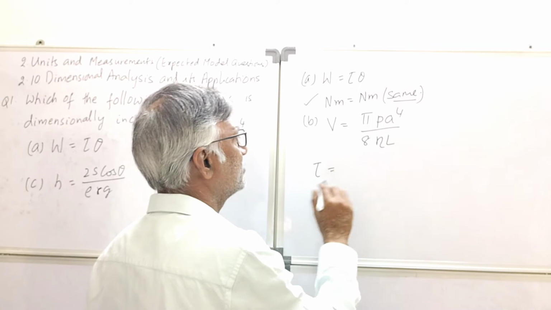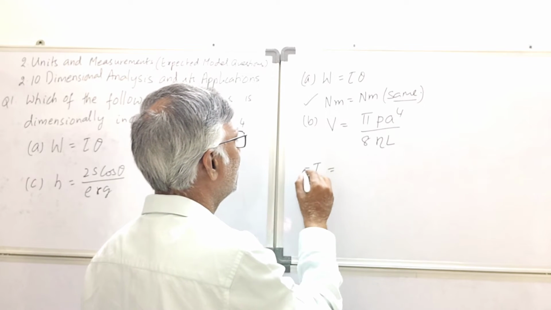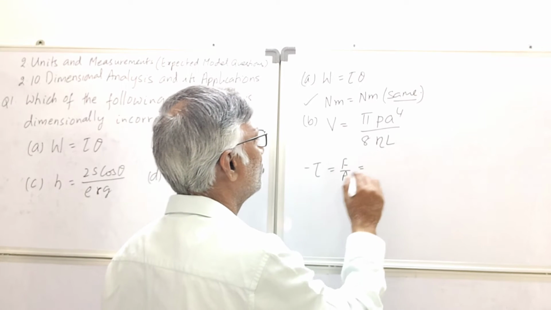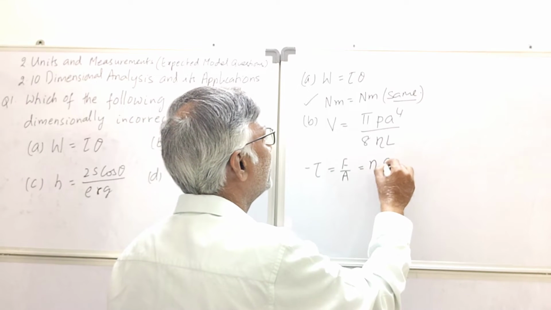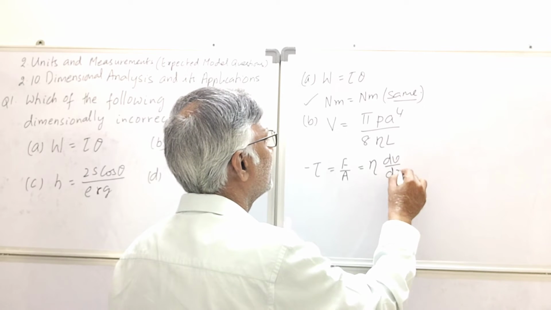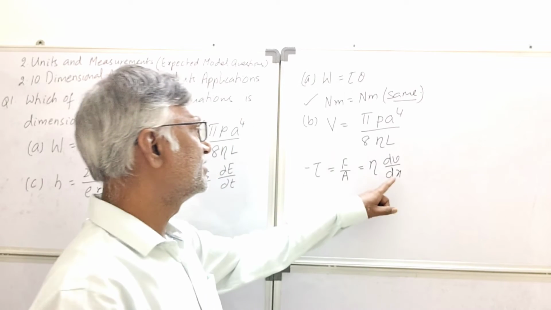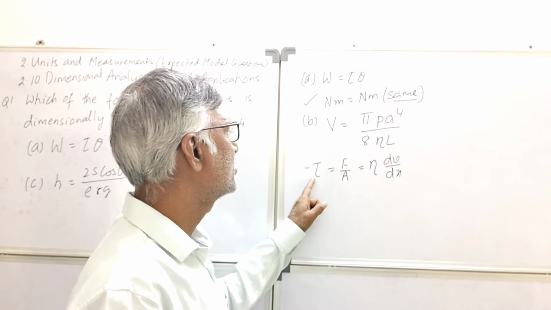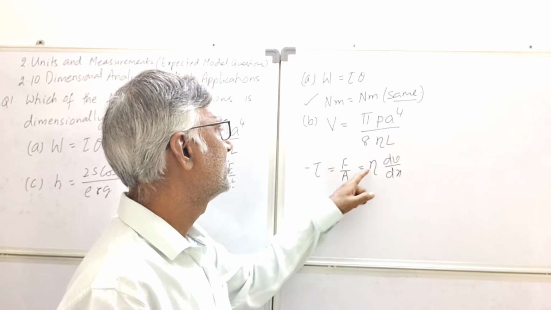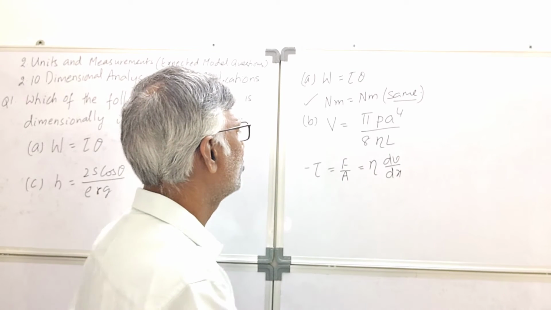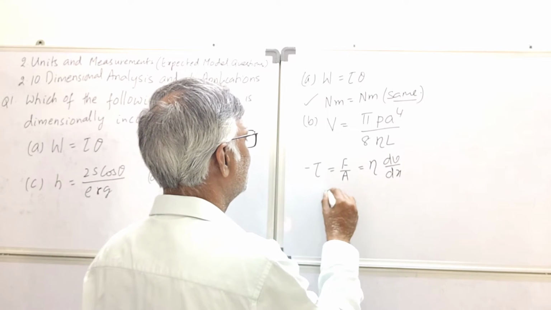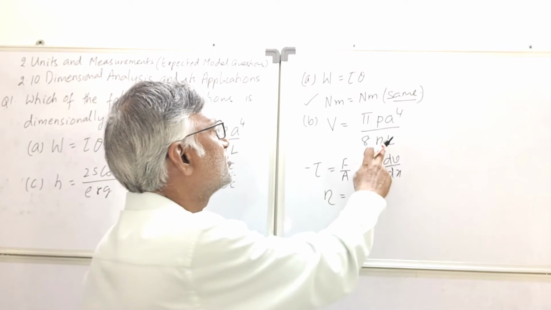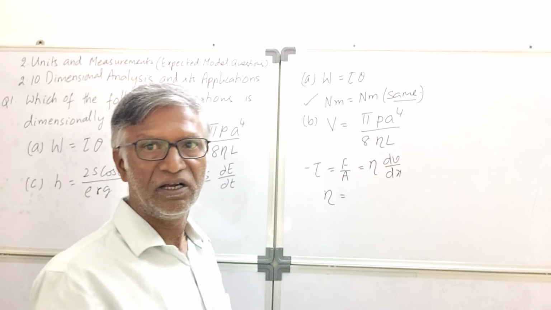Shear stress is directly proportional to the velocity gradient. Directly you can write F by A, force per unit area, is equal to eta into dv by dx. This is known as the velocity gradient. So F by A, shear stress or pressure you can write directly, eta equals P dx by v. I am simplifying in a shortcut method, otherwise you can substitute the dimensions directly here and you will get the answer also.